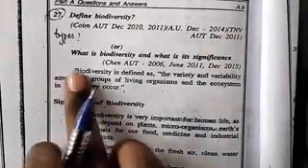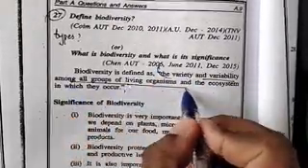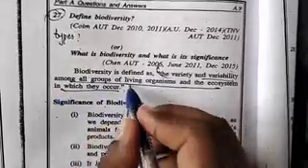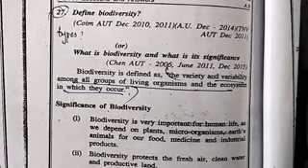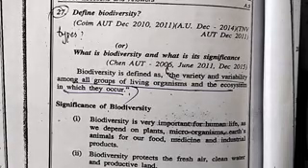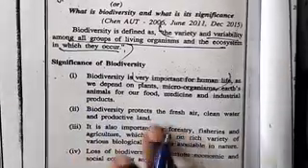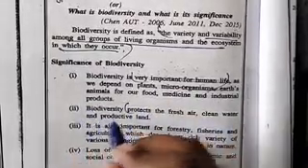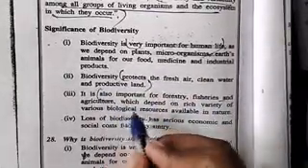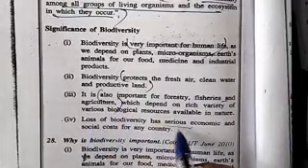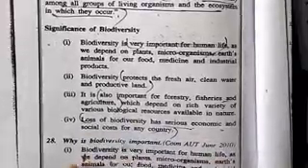What is biodiversity? Biodiversity is defined as the variety and variability among all groups of living organisms and the ecosystems in which they occur. Then significance: it is very important to human life, protects fresh air, clean water, and productive land. It is also important for forestry, fisheries, and agriculture. Loss of biodiversity has a serious economic and social cost for any country. So these are the four points we are going to write.